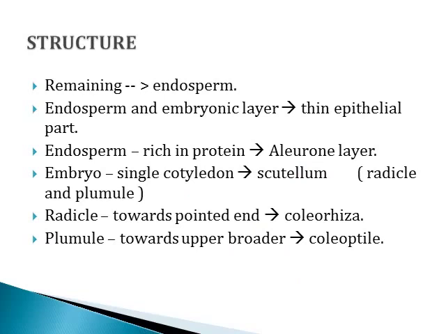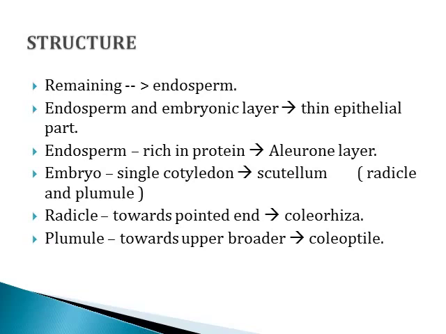The remaining portion of the seed is called the endosperm, and the embryo and endosperm layer are separated by a thin epithelial part. So the small oval region is called the embryo, and the remaining part is the endosperm. The endosperm and embryonic layer are separated by a thin layer called the epithelial part.